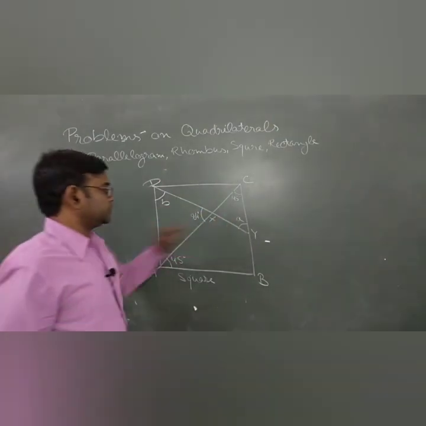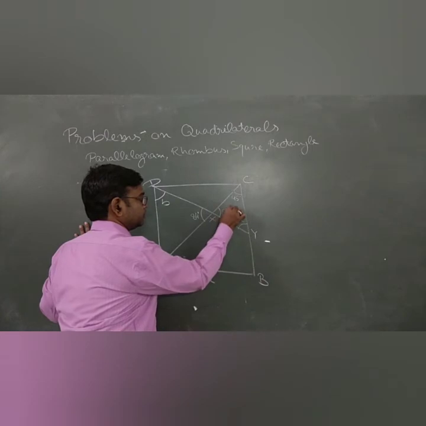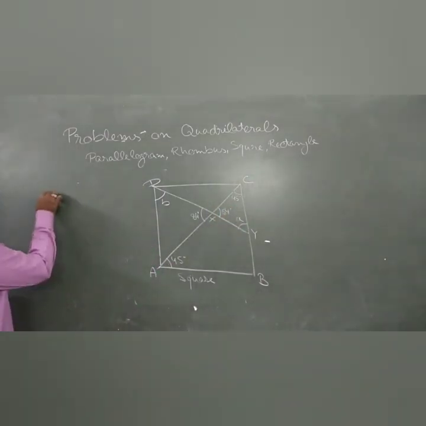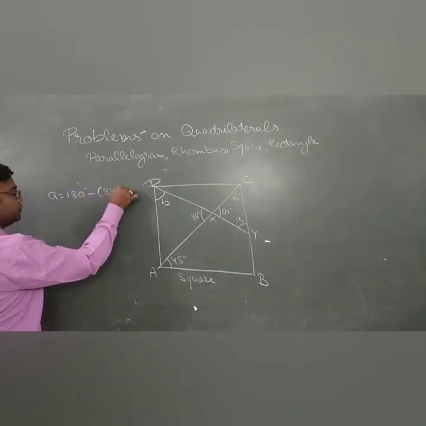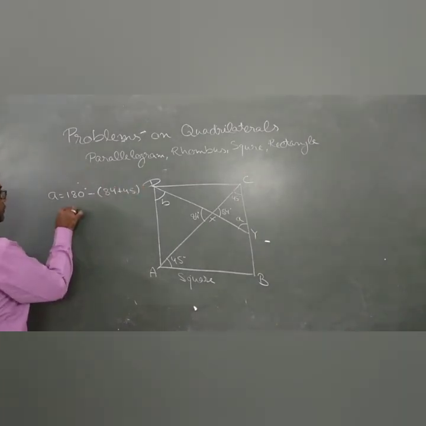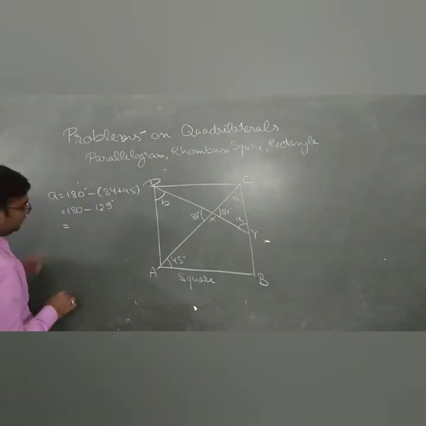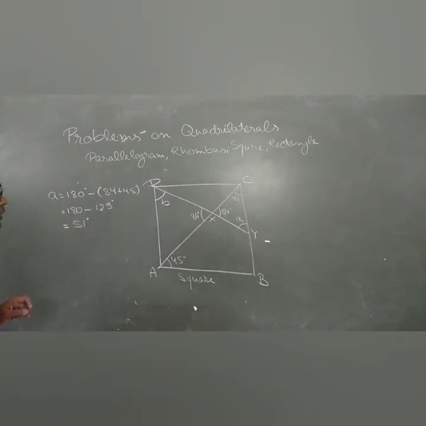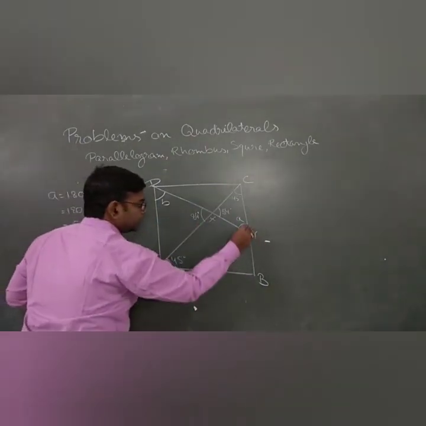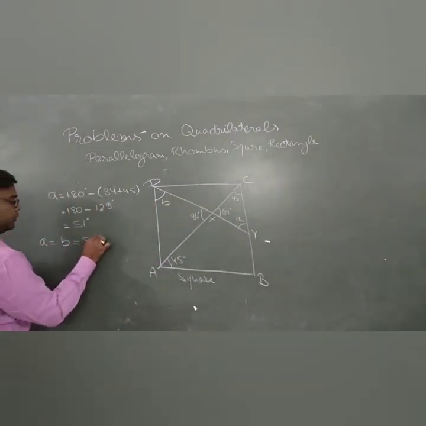So let's start with this one. If this one is 84, this one is also 84. So what is the value of A? Therefore A equals 180 degrees minus (84 plus 45), which is 180 degrees minus 129 degrees, that is 51 degrees. A equals 51 degrees. What about B? A equals B, because these two lines are parallel and these are alternate interior angles. So B is also 51 degrees.